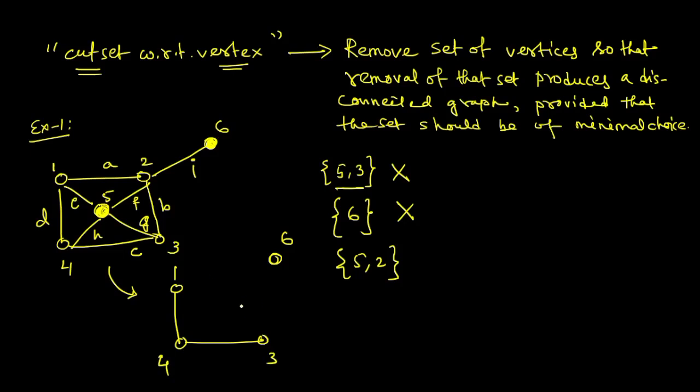So this is a disconnected graph. So it satisfies the first condition, that removal of this set will give you a disconnected graph. But now check whether this is a minimal choice or not.